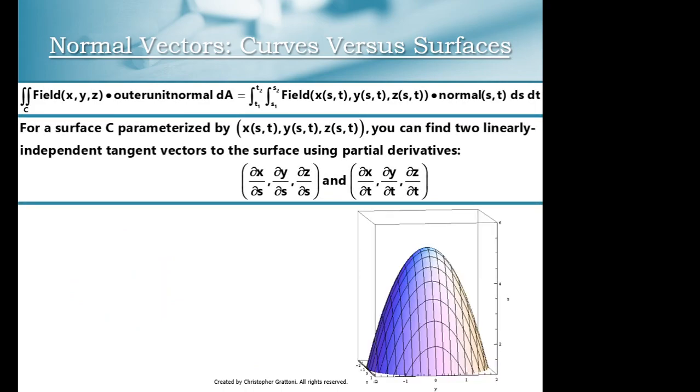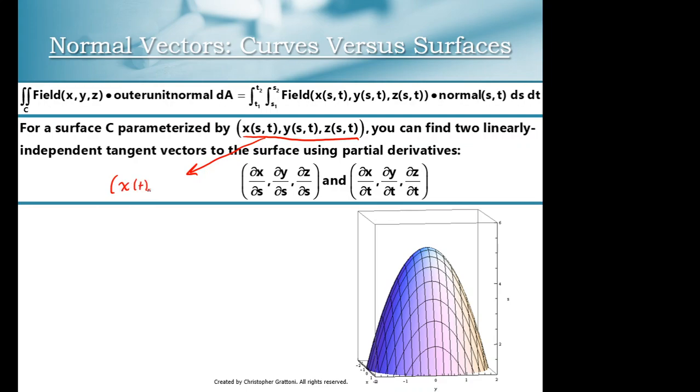Here's the main idea. If we are parameterizing our surface as some x of s,t, y of s,t, and z of s,t, we could actually find some tangent vectors to our surface by taking some partial derivatives. If I take the partial derivative of that formula with respect to s, that'll be a tangent vector. If we take the partial derivative of this formula with respect to t, that will be another tangent vector.